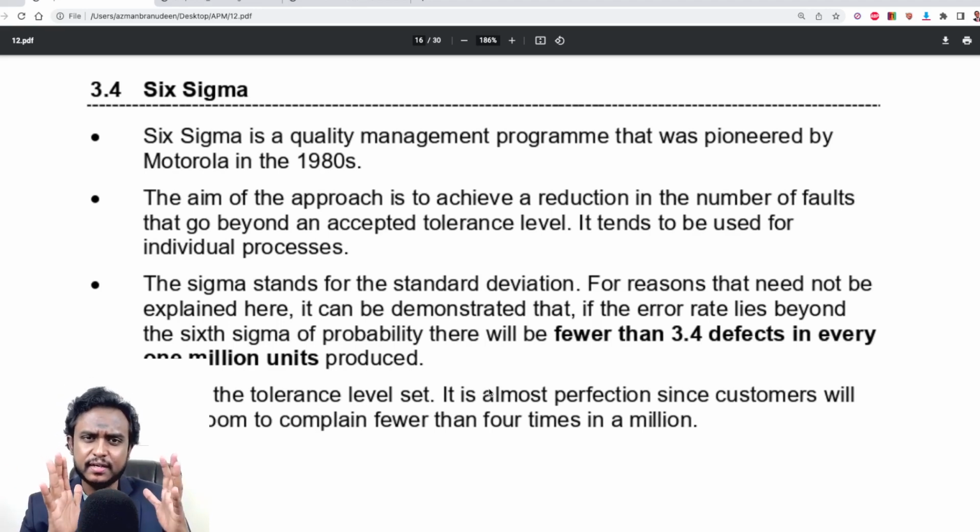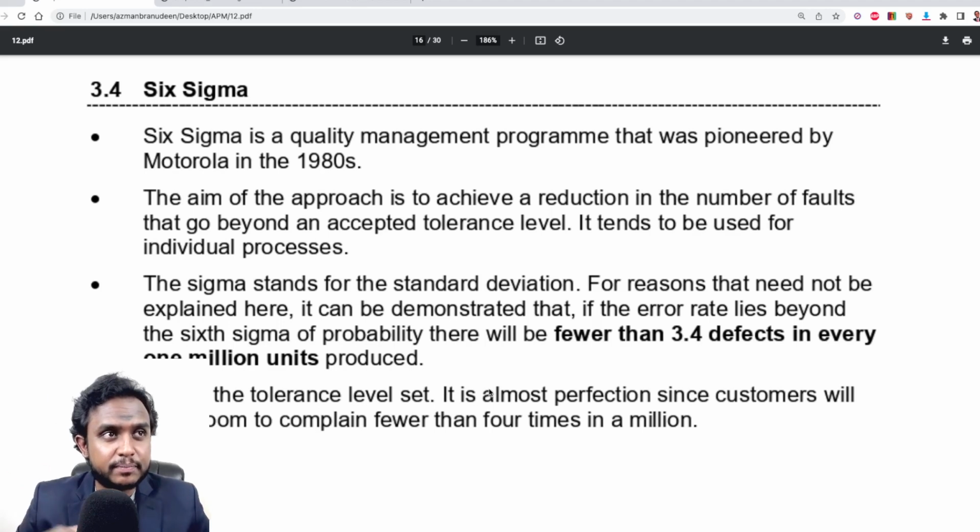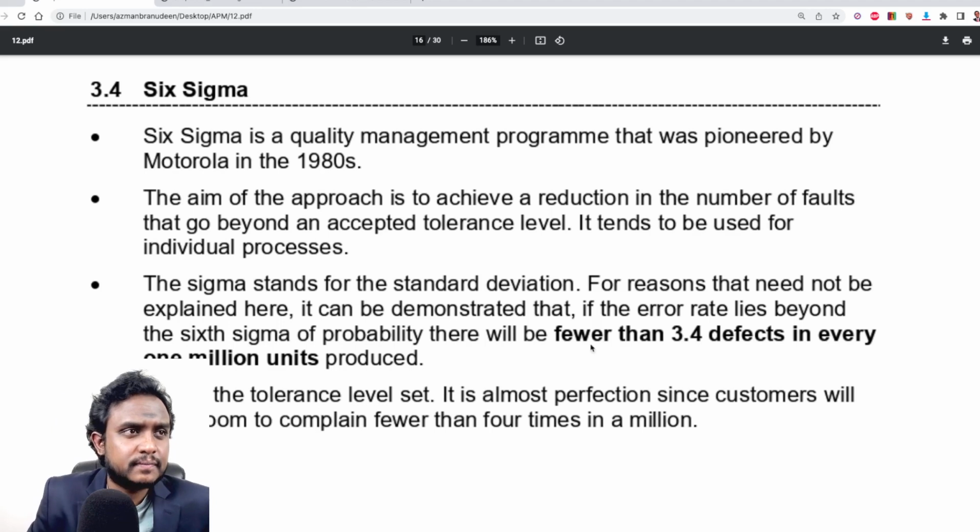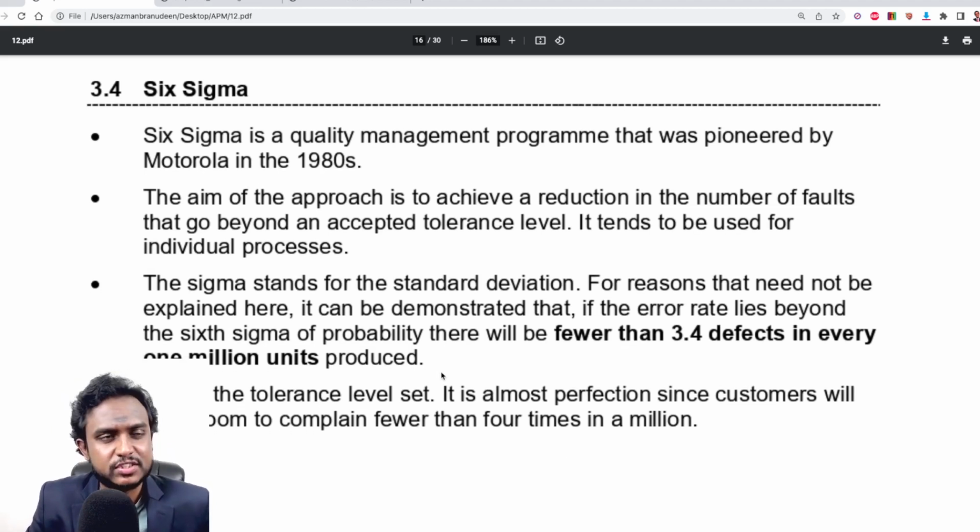You look at faults in the product and you try to reduce the faults to a very high degree. The aim of the approach is to achieve a reduction in the number of faults, and this reduction is actually given a target. There's a standard target in Six Sigma, and that is where the word is actually coming from. This Six Sigma is in a normal distribution curve, but we don't really need the science behind it.